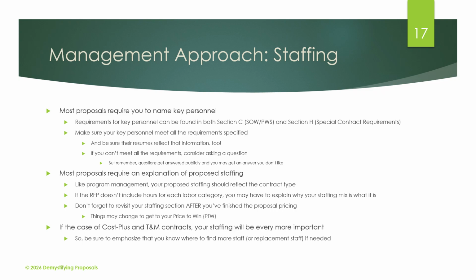Most proposals require an explanation of proposed staffing. Like program management, your proposed staffing should reflect the contract type. If the RFP doesn't include hours for each labor category, you may have to explain why your staffing mix is what it is. So don't forget to revisit your staffing section after you've finished the proposal pricing, because things may have changed based on your price to win. In the case of cost plus and T&M contracts, your staffing will be even more important. So be sure to emphasize that you know where to find more staff or replacement staff if needed.